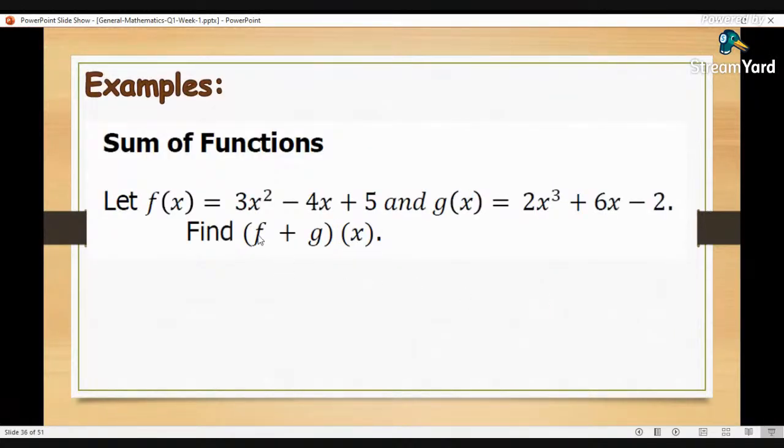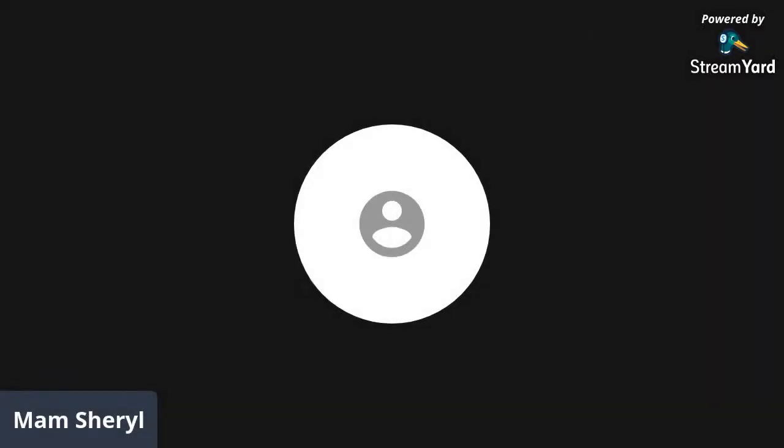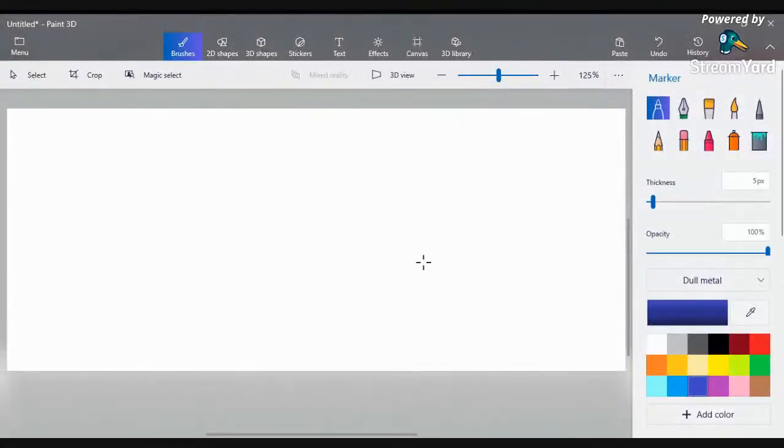So, we have here an example. 3x squared minus 4x plus 5 as your f of x, and g of x is 2x cubed plus 6x minus 2. So, please find f plus g of x. So, f plus g of x is, si f of x natin is 3x squared minus 4x plus 5.